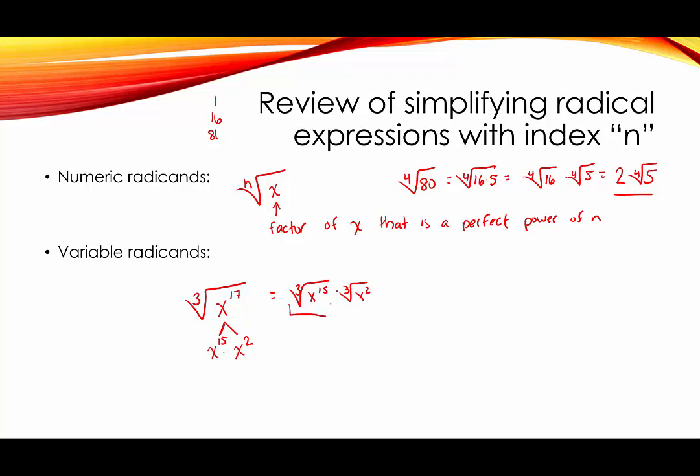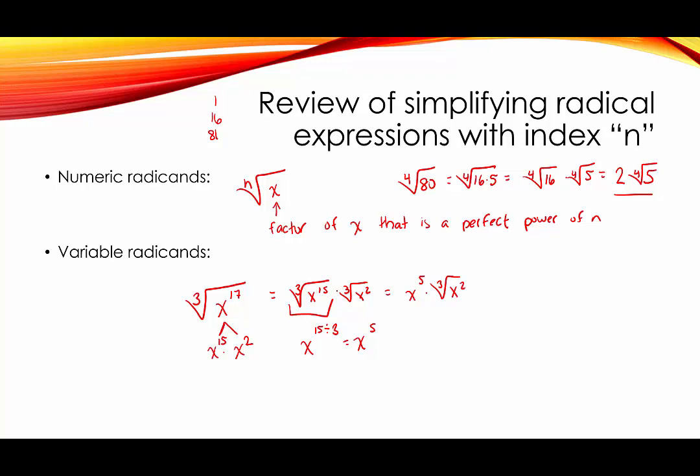And to simplify, when we do have a variable radicand, we would take the exponent and divide it by the index. So 15 divided by 3 would be 5. This simplifies to x to the 5th. And then under the radical, we would still have that cubed root of x squared.